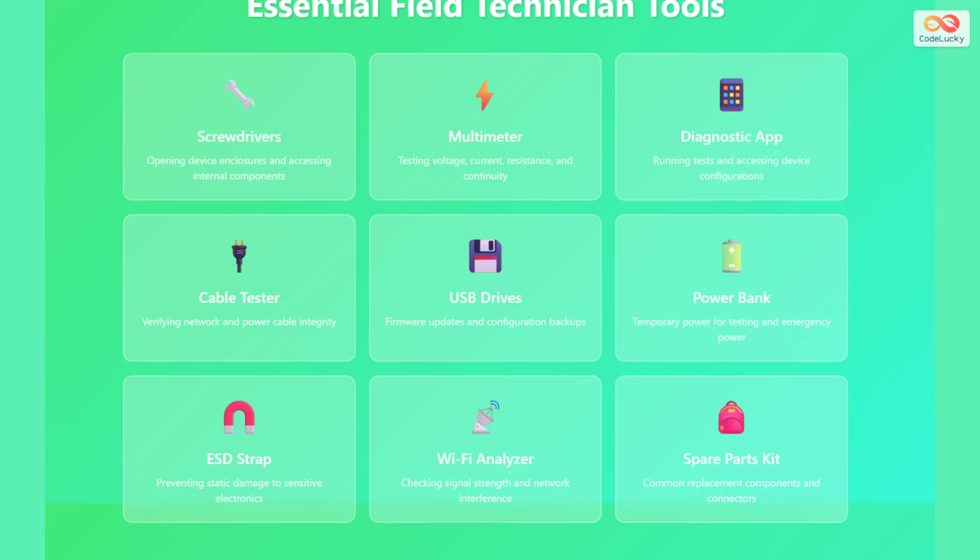USB drives carry firmware updates and store configuration backups. A power bank provides temporary power for testing and serves as emergency power. An electrostatic discharge strap prevents static damage to sensitive electronics. A Wi-Fi analyzer checks signal strength and detects network interference. Finally, a spare parts kit contains common replacement components and connectors. Being prepared with these tools enables technicians to handle most field situations effectively.